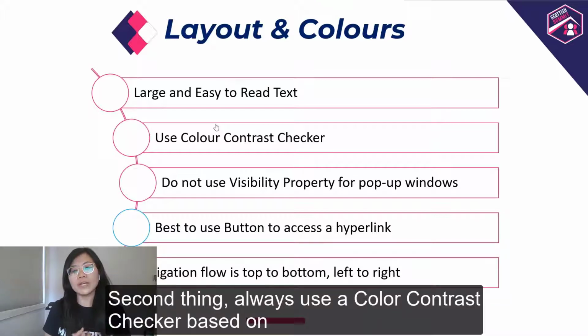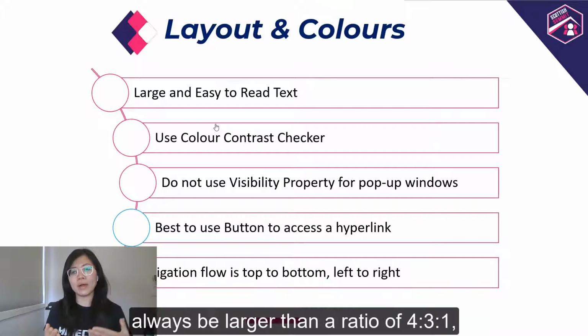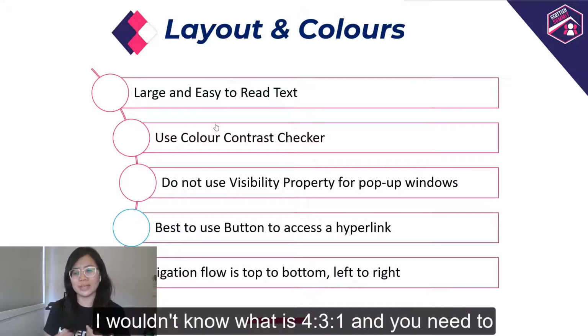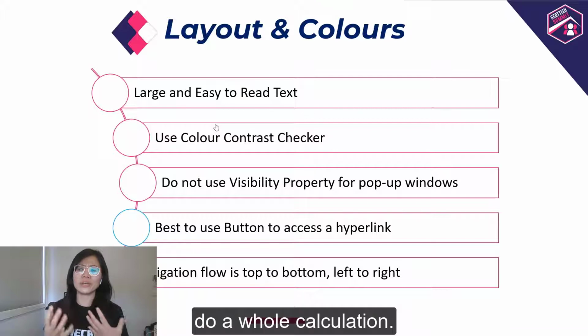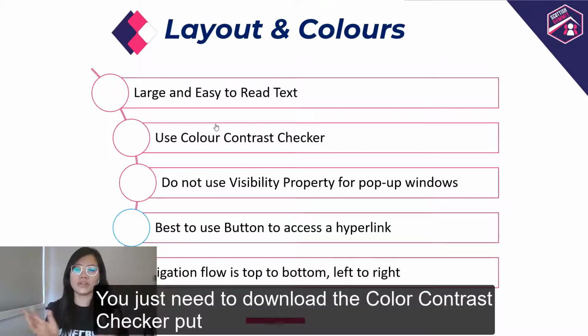Second thing, always use a color contrast checker. Based on WCAG standard, the contrast ratio between your background and your foreground must always be larger than a ratio of 4.5:1. So it's very hard to gauge what is 4.5:1. I wouldn't know what is 4.5:1 and you need to do a whole calculation. Don't worry, you don't need to do that.